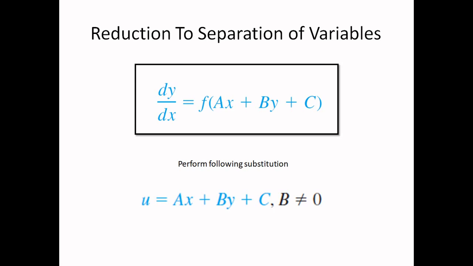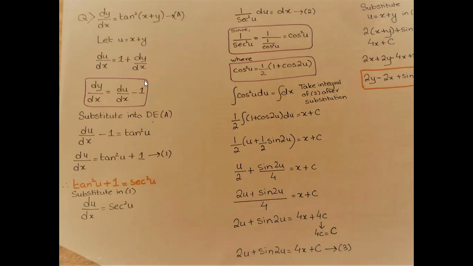So now I will do some examples to clarify these concepts further. I will discuss the solution step by step. As you can see, we are given this question: dy by dx is equal to tan squared of x plus y. As you can see, in this equation we have this x plus y over here.